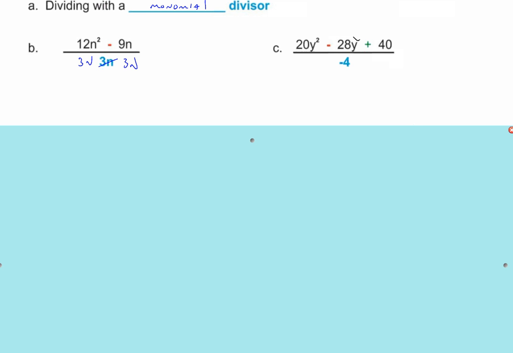So all this is, from here on out, is a reducing problem. So go ahead and reduce it. We've done this before, this old hat. Go ahead and reduce it. And I hope that's what you got, right? Because 12 divided by 3 is 4, n squared divided by n is n, minus 9 divided by 3 is 3, n divided by n is 1, minus 3, right?